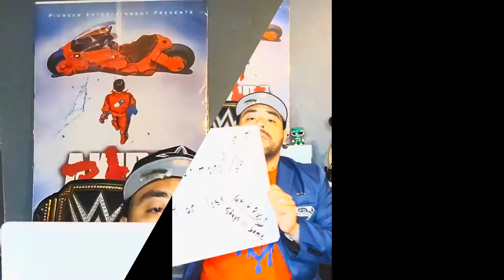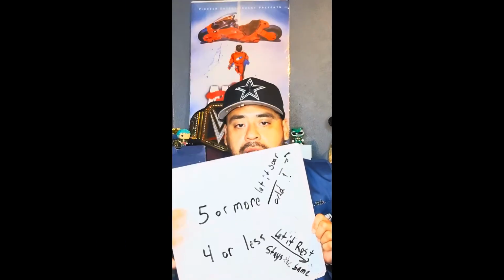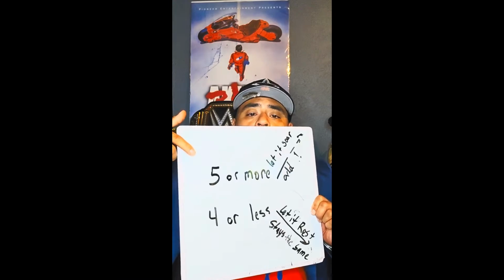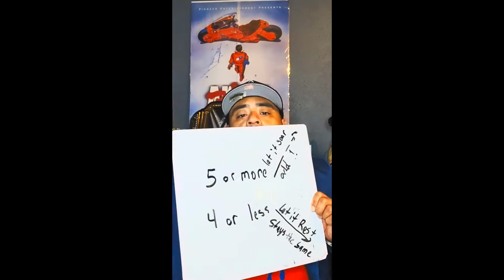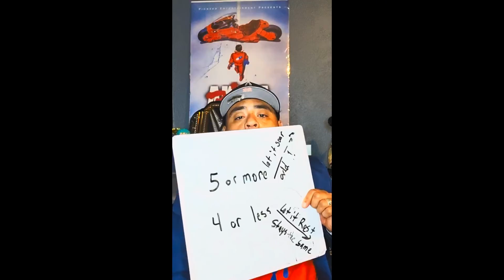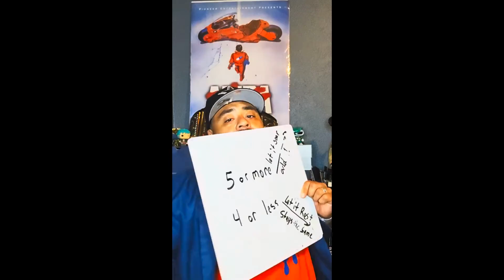5 or more, let it soar. 4 or less, let it rest. That means that if the number to the right is 5 or more, we add one more to that place value. If the number to the right is 4 or less, it stays the same. In this case, the number to the right is digit 7, so 7 is 5 or more, so we're going to add 1 to the place value we identified, so that 5 becomes a 6, right? So now our new number that we rounded is 460.